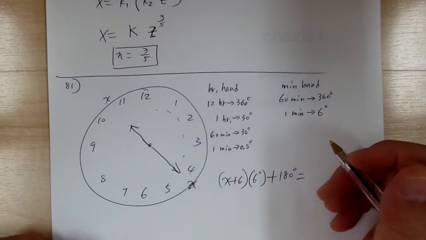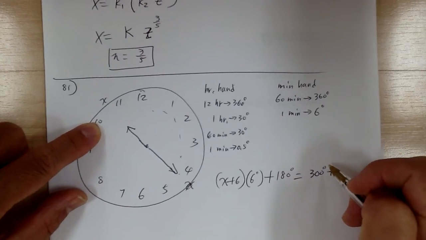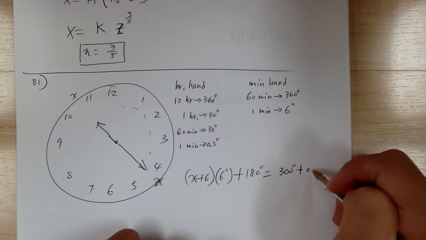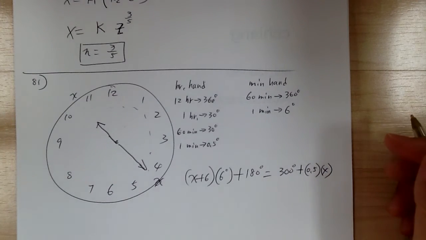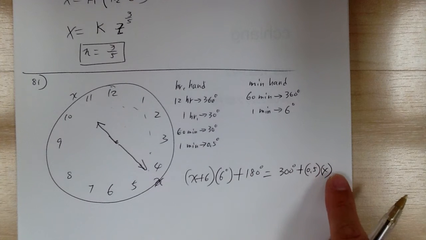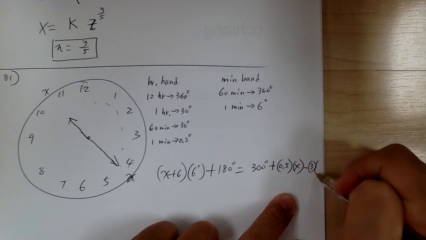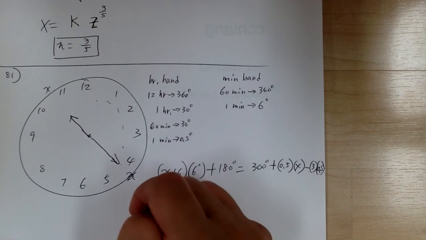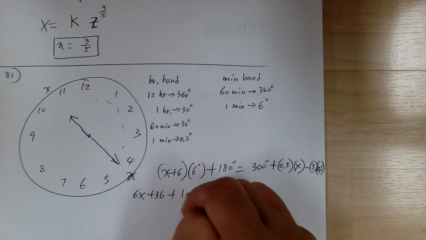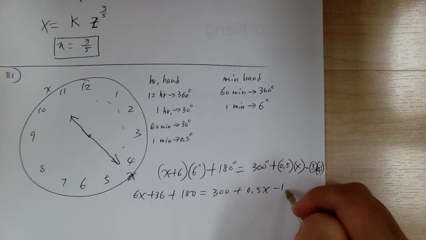Now the hour hand, over here would be 300 degrees plus the minutes. The minutes would be 0.5 degree times the minutes now. But this would be opposite of that 3 minutes. So this is 3 minutes ago, so I have to minus 3 minutes, so it'd be 3 minutes times 0.5. It's running out of space over here, so now you have to work it out. You got 6x plus 36 plus 180 equal to 300 plus 0.5x minus 1.5.